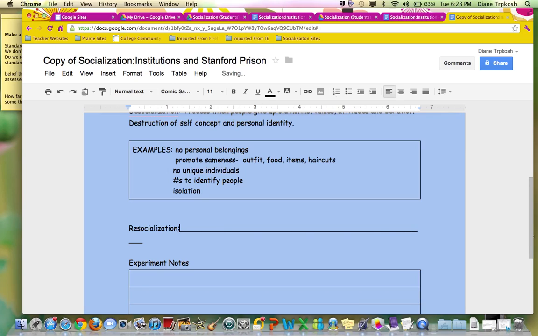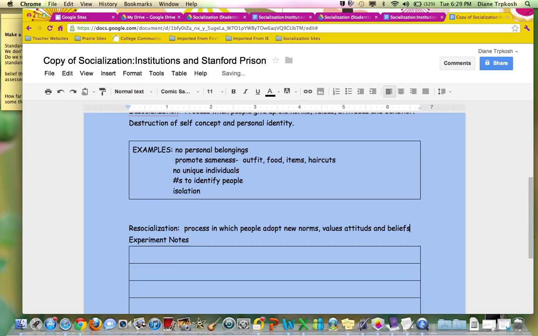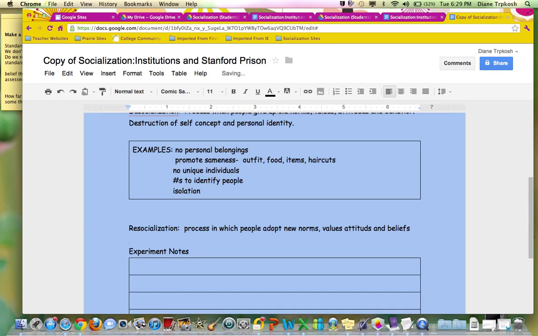And our definition of re-socialization is a process in which people adopt new norms, values, attitudes, and beliefs. That's the definition of resocialization. Once we have been successful in the resocialization process, then it's time for people to be reintegrated back into society.